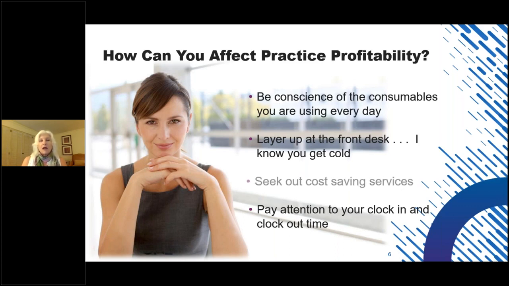As a team member, if you're a dental assistant, you can seek out cost-saving ways to save on your lab bill, making sure that you are looking at your lab bill, making sure that you are paying the best price for your lab expenses. You can also, as an admin team member or an office manager, make sure that you are paying the best prices and fees. You're not getting overcharged for your merchant fees, things like that.